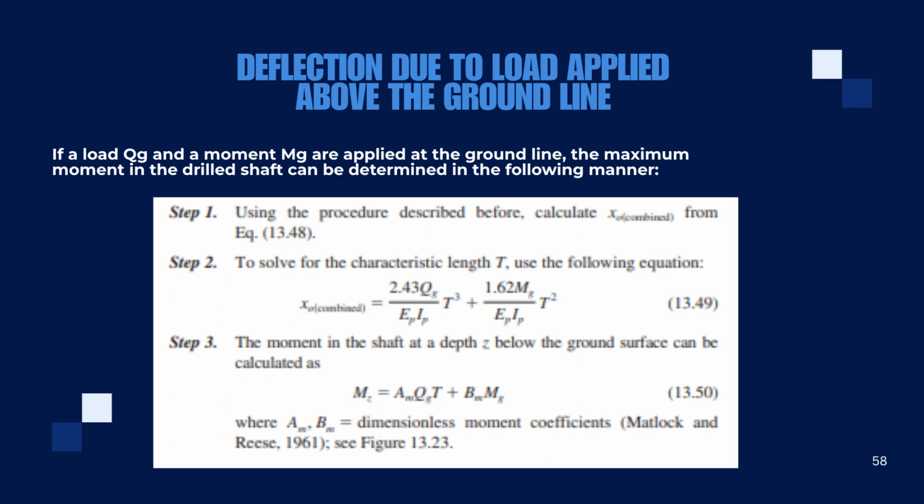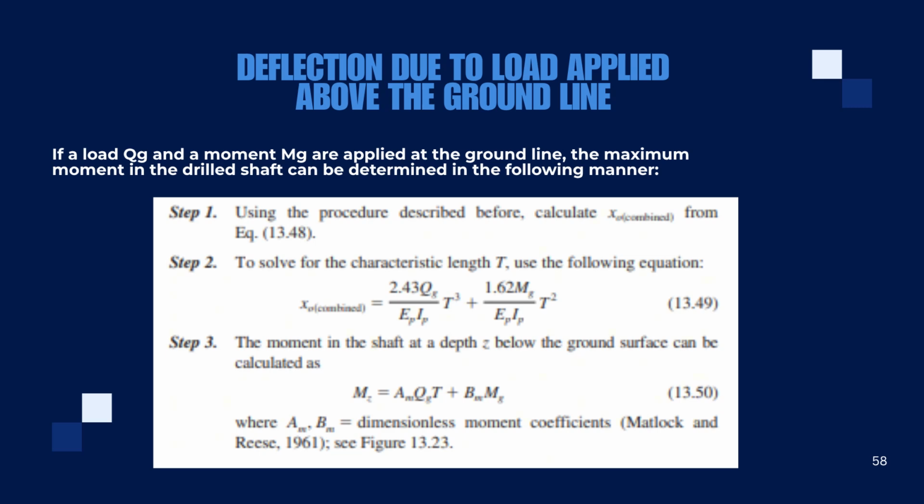Deflection due to load applied above the ground line. If a load QG and a moment MG are applied at the ground line, the maximum moment in the drilled shaft can be determined in the following manner. Step 1. Compute the combined deflection. It combines the effect of both shear force QG and moment MG. Step 2. Solve for characteristic length T. XO is equal to 2.43 times QG over EP times IP times T cubed plus 1.62 MG over EP times IP times T squared.